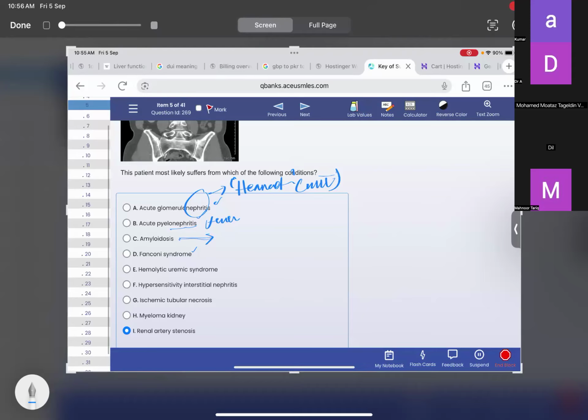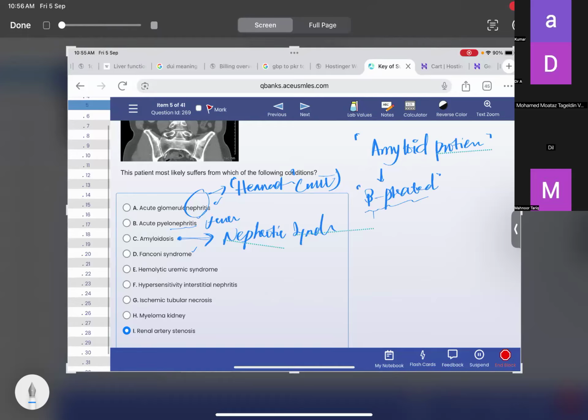Amyloidosis, I would like to discuss in great detail because we will have some questions over it. But I think you know that amyloidosis causes which disease? Nephrotic syndrome, right? And anyone who would like to tell me what is amyloid protein? Misfolded proteins, right? So any protein which is in beta pleated form.